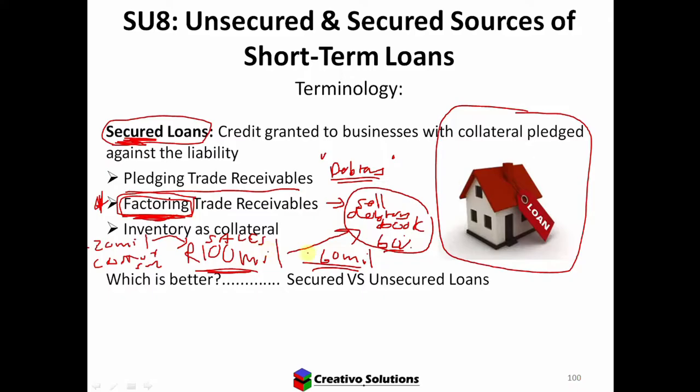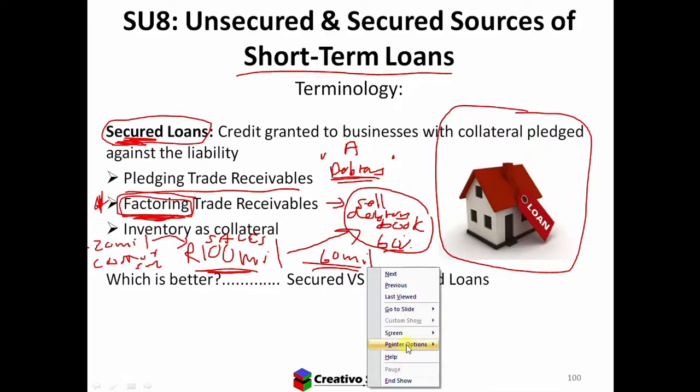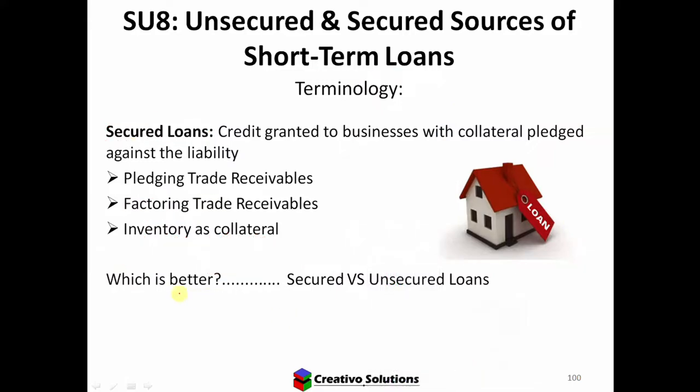So just remember, when you're looking at secured and unsecured loans, sometimes you can use those assets. Debtors is an asset. You can use that as a tool to help you with acquiring short-term finance or short-term capital.